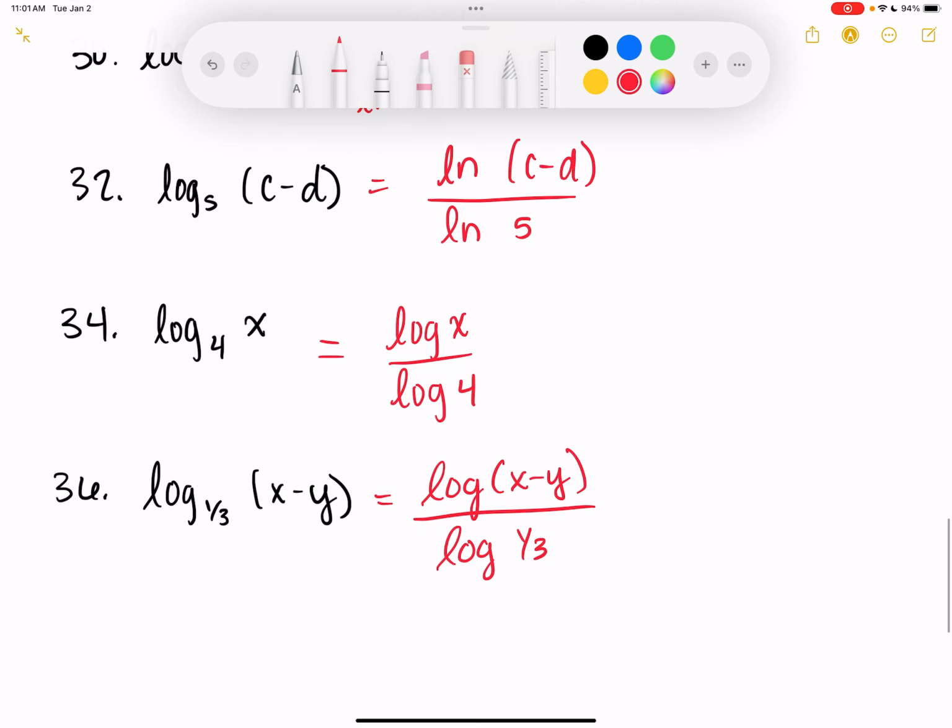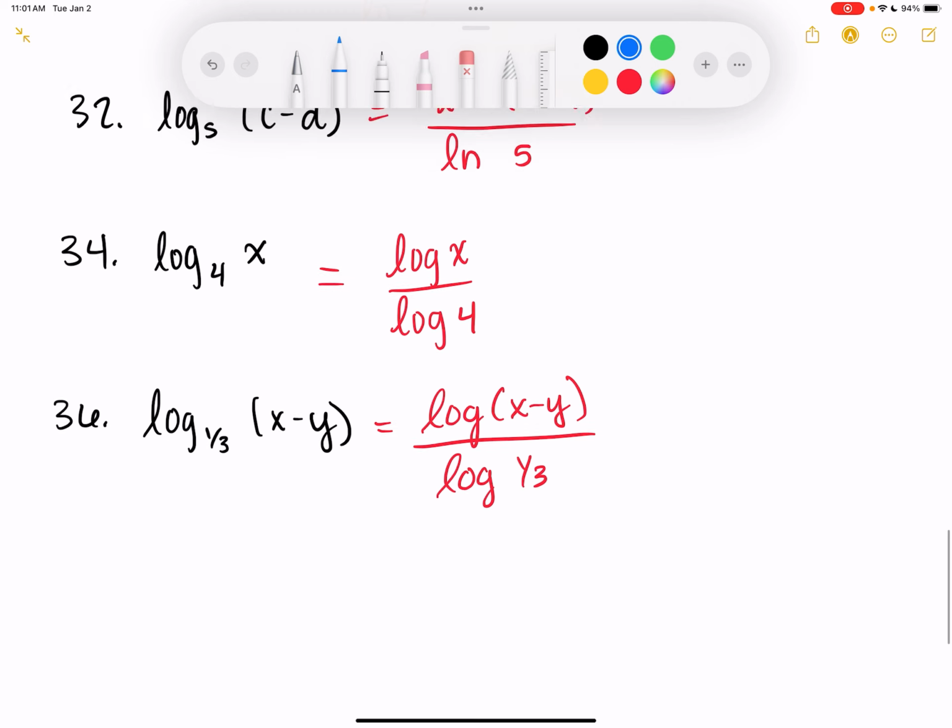All right, the problems are 1 through 35, every other odd. I think everything in that set you should be able to do just fine. And that should give you one of each type of the change of base.